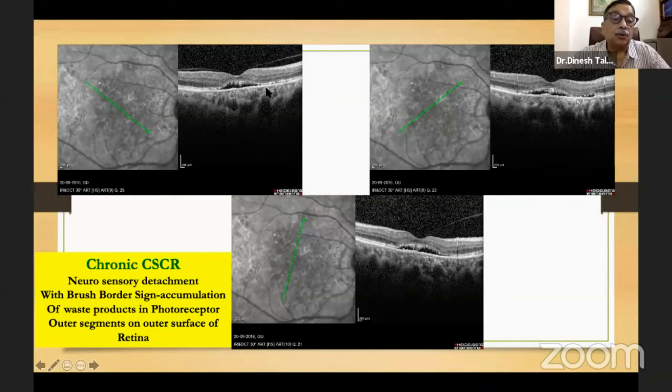Now you come to the chronic CSR. This is chronic central serous chorioretinopathy. And what do you see? You see a brush border sign over here. You see these irregularities at the level of the outer segments. So these are waste products accumulating at the level of the photoreceptor outer segments on the outer surface of the retina. So this is a sign of chronicity.